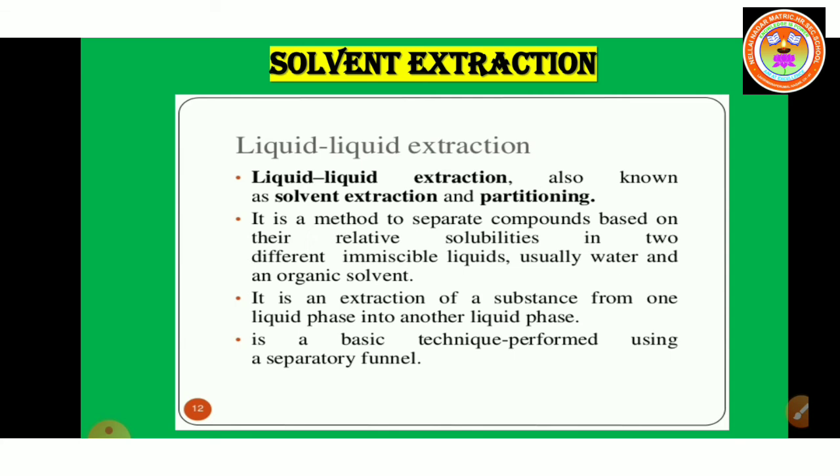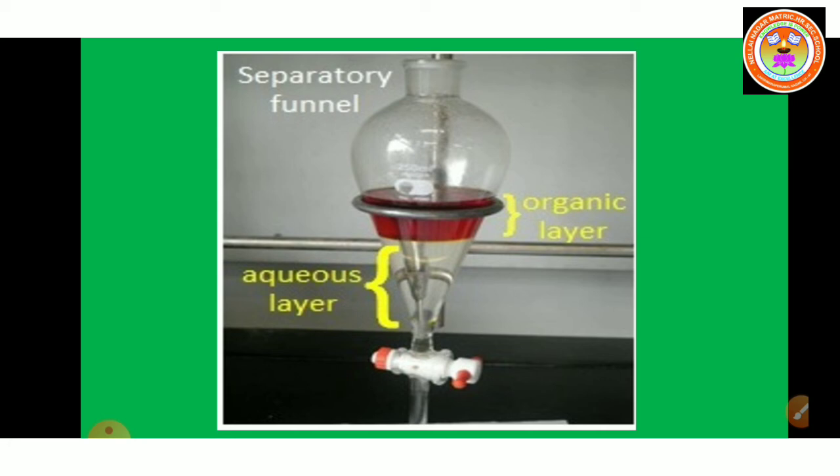Let us see the next separating method, that is solvent extraction. Liquid extraction is also known as the solvent extraction method. In this method, two immiscible liquids can be separated. Children, here you should know what immiscible liquids are. Liquids that do not mix with each other. One liquid floats on top of the other liquid. For example, a mixture of oil and water, kerosene and water.